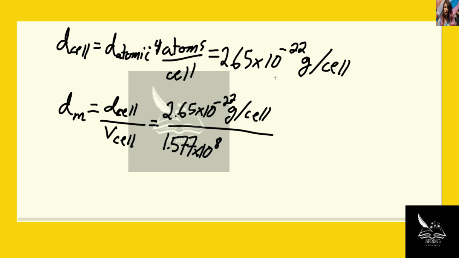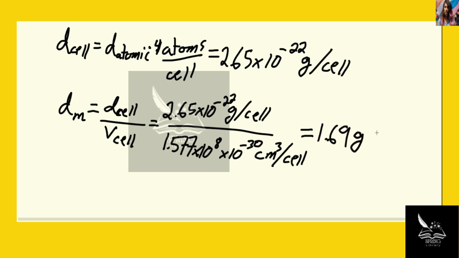But we need to get this into centimeters, not picometers, because that's a much more convenient and common way of reporting density. So if we look up a conversion from picometers cubed to centimeters cubed, we see that it's going to be times 10 to the negative 30 centimeters cubed per cell. Okay, go ahead and run that calculation, and we get a final number of 1.69 grams per centimeter cubed.